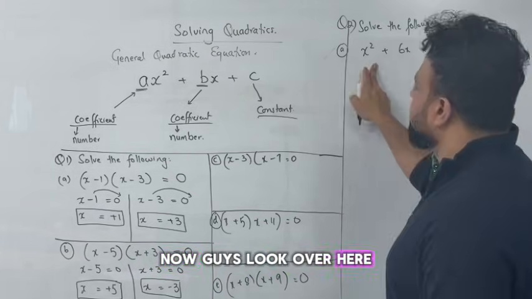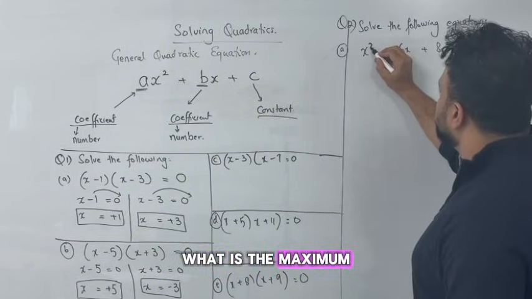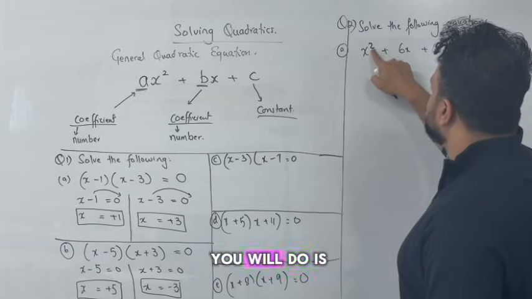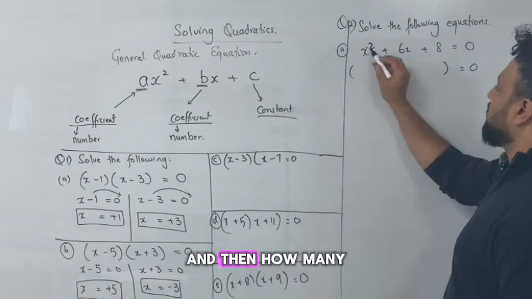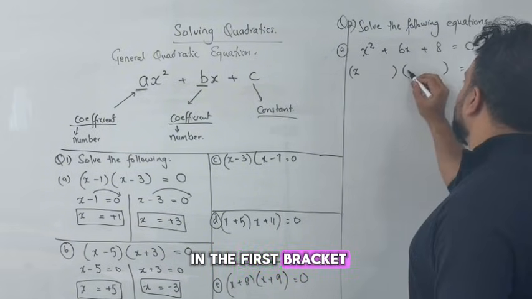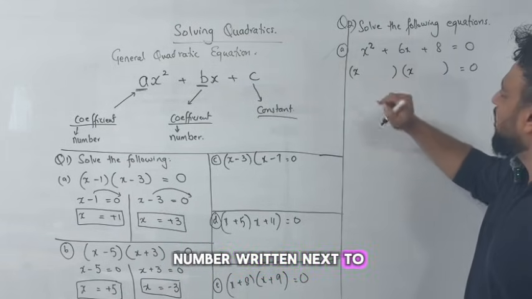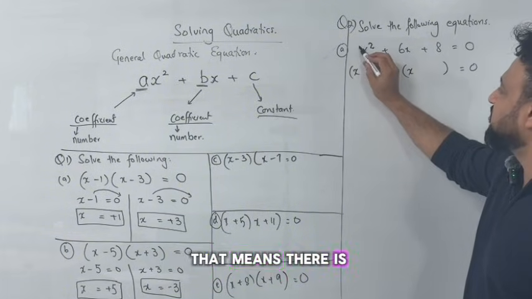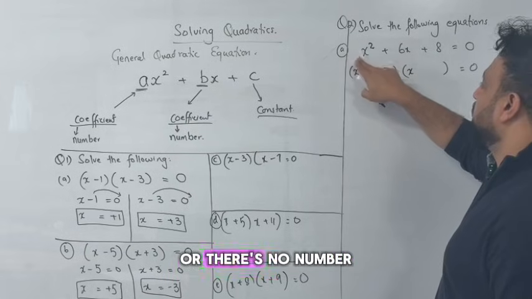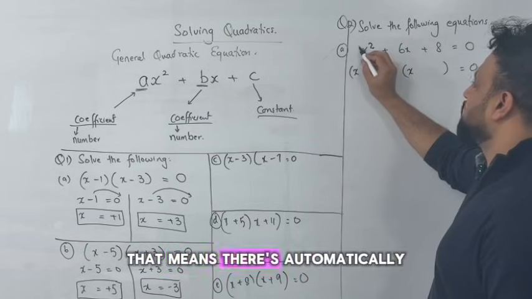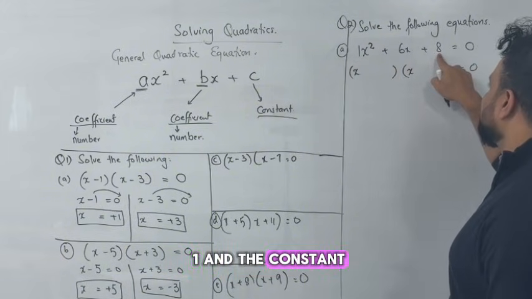Now, guys, look over here. When we were solving the quadratic expressions, what is the maximum power of x? 2. So the first thing you will do is you will draw 2 brackets. And then how many x's are there? 2. 1x goes in the first bracket, second x goes in the second bracket. Now, what is the number written next to x squared? You can't see anything. That means there is a 1. Anytime you get an equation where there's no number written next to x squared or x, that means there's automatically a 1. So the coefficient of x squared now is 1 and the constant is 8.